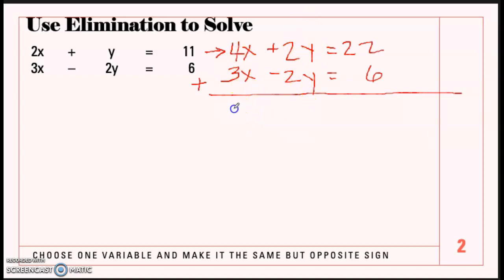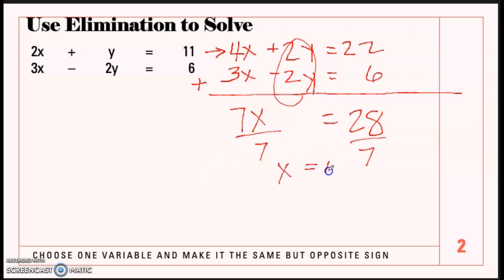4x plus 3x is 7x. 2y minus 2y becomes 0. And then I have equals 22 plus 6 is 28. I eliminated my y's. Now I have an equation with only x. I can divide both sides by 7 and x equals 4. But wait, there's more. I cannot stop with just x. I need my y value also.